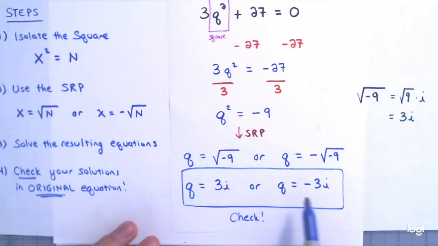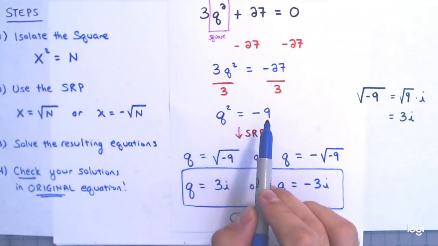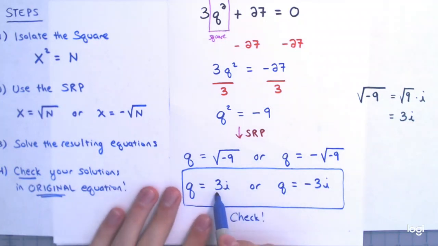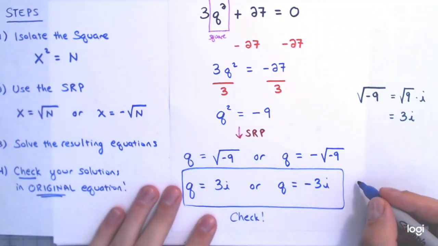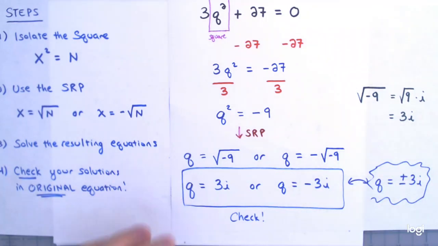And again, notice how when this number ends up being negative over here after you isolate the square, you have solutions that have an imaginary part to them, that have a pure imaginary showing up, 3i, -3i. And again, another way to write this would be q equals positive or negative 3i. You can write it this way as well. Great.